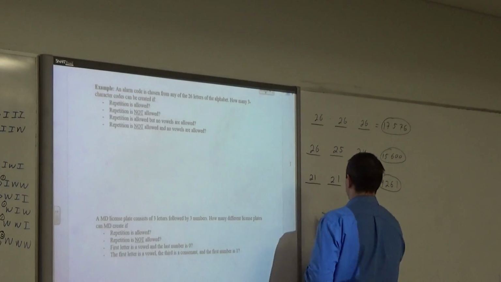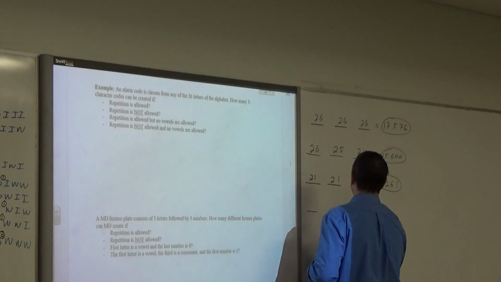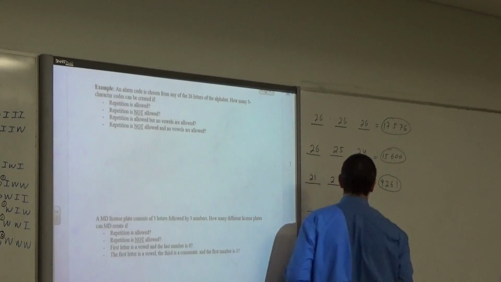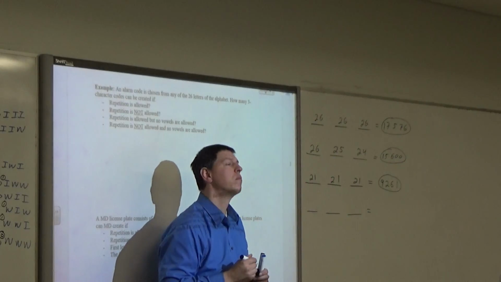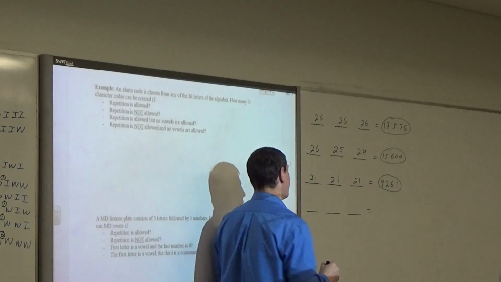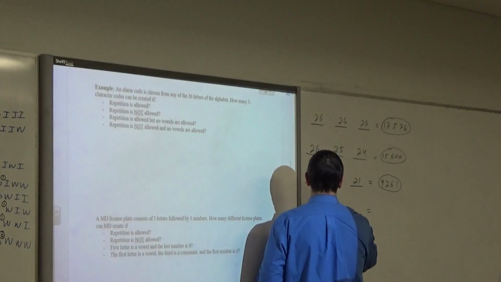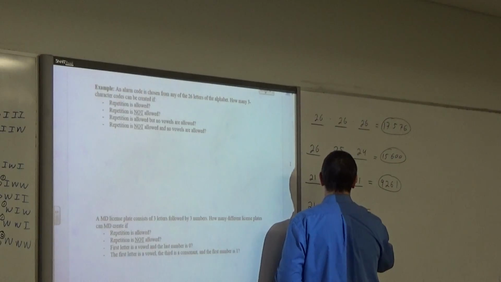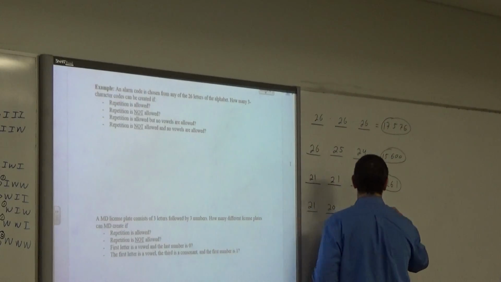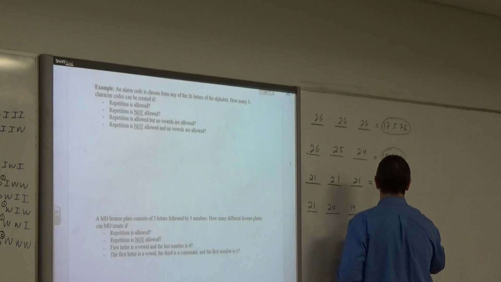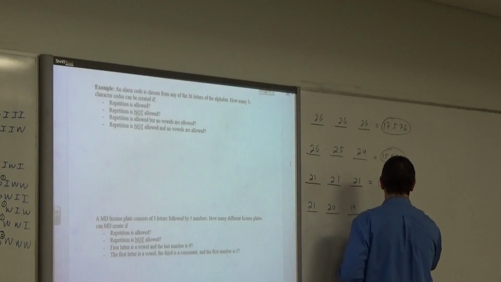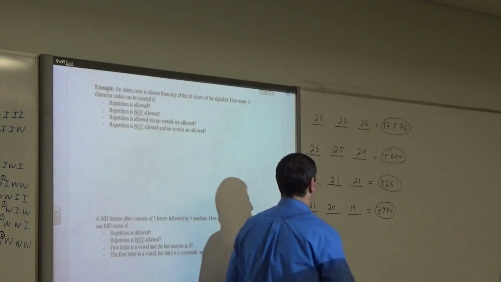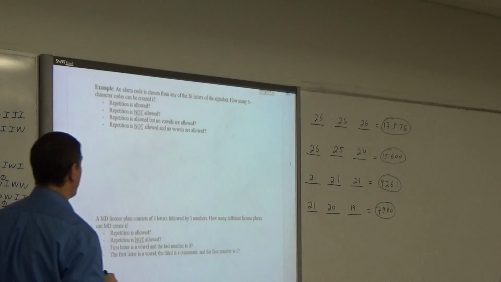And then finally for the last one, if repetition is not allowed, what would that work out to be, guys? If my math is correct, it should be 7,980. And Greg, how did you get that, sir? What 3 numbers did you multiply? I multiplied 21, 20, and 19. And then 7,980. There we go. All right.